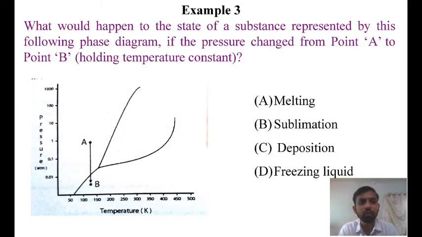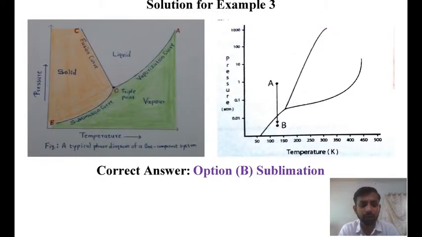The next one, what would happen to the state of a substance represented by the following phase diagram if the pressure changed from point A to point B holding temperature constant? Option A, B, C and D are given. We have to identify the correct answer. In the given phase diagram, the pressure changed holding temperature constant from point A, that is the solid phase, to the point B, that is the vapor phase.